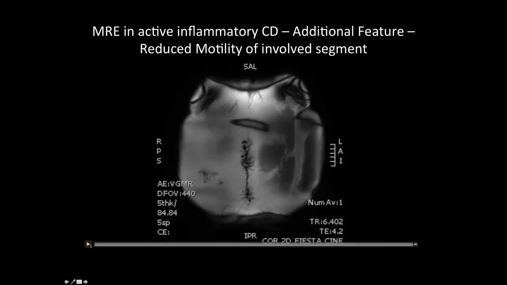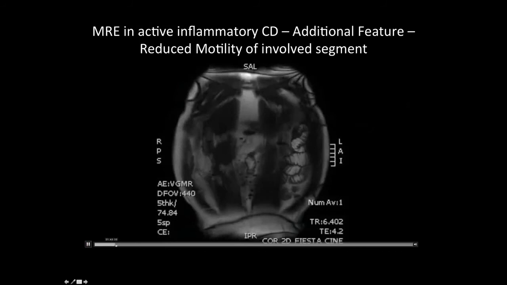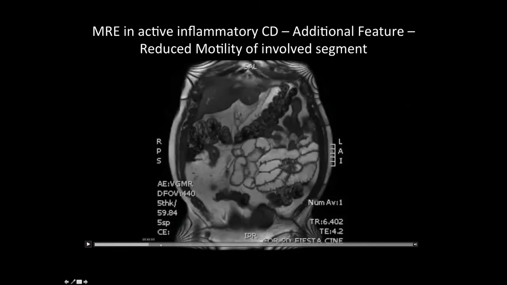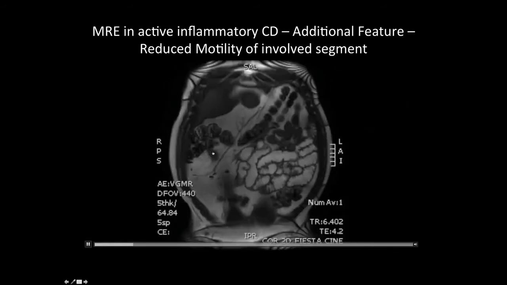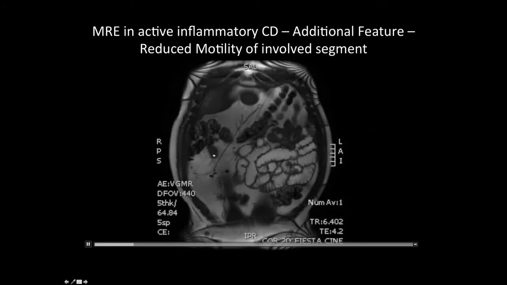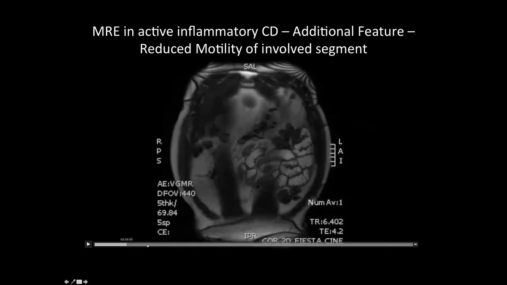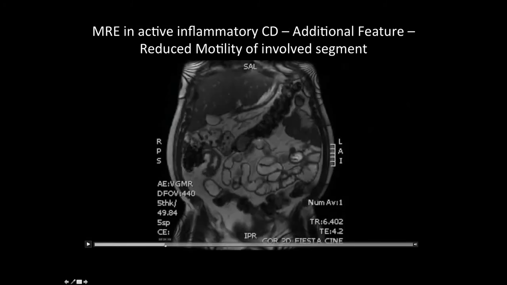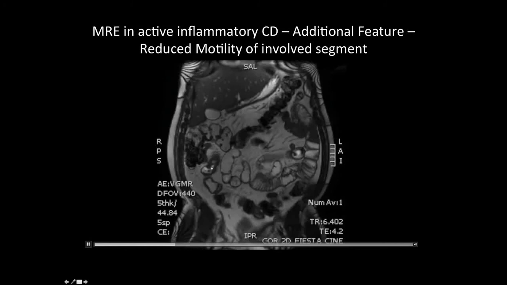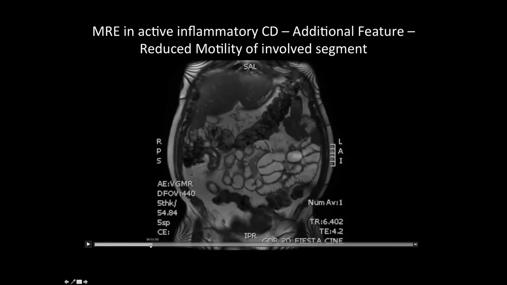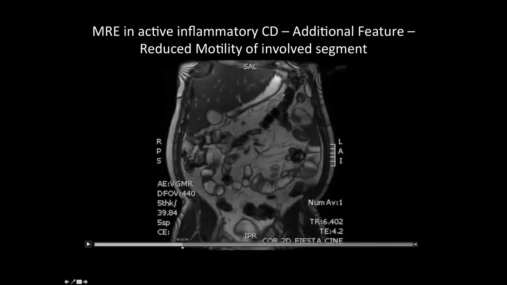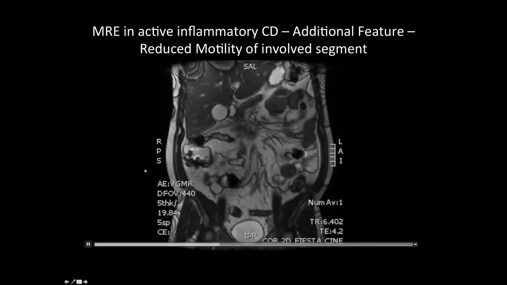Now, one of the additional signs in MR enterography in the FIESTA or the cine loops is the reduced motility of the involved segment. So this is the terminal ileum. You'll notice that the motility of this terminal ileum is relatively less than the rest of the normal small bowel. So hopefully you will be able to appreciate this in this video. Again, this is the involved segment or the diseased segment. Look at how it moves as compared to the rest of the small bowel. So it demonstrates reduced motility. No other similar segments are detected.